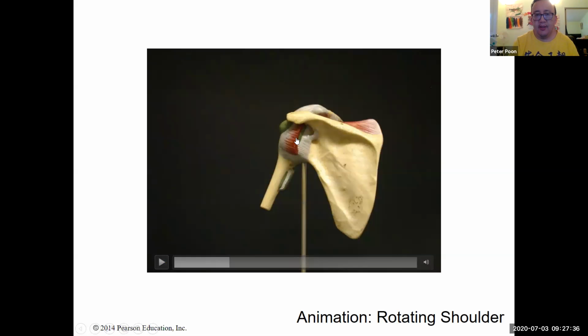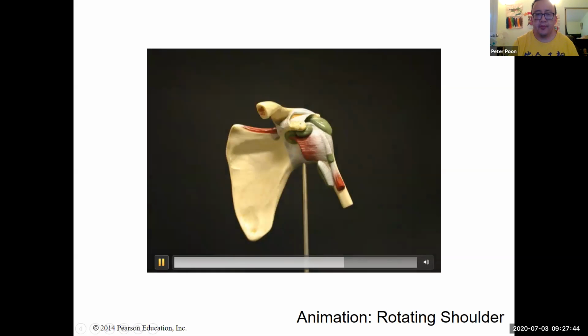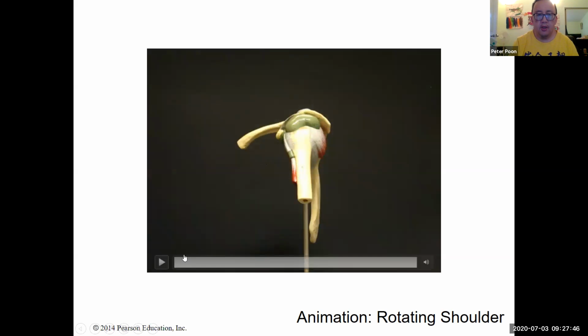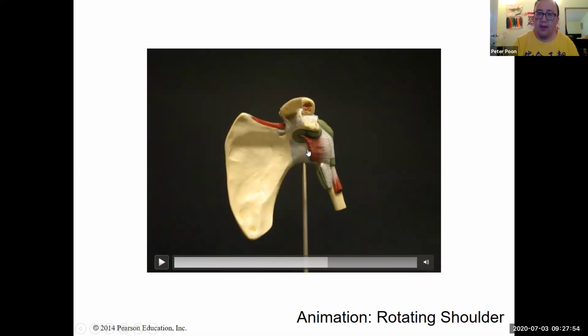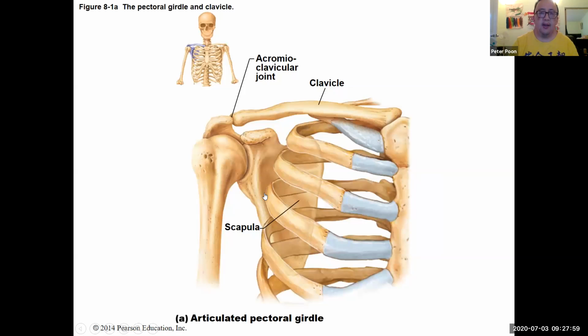So here's the shoulder joint. You'll see this part in more detail, but that is a very superficial joint. That is your shoulder right there. And here is the clavicle. This is the actual joint where your arm fits into the axial skeleton. That's it.